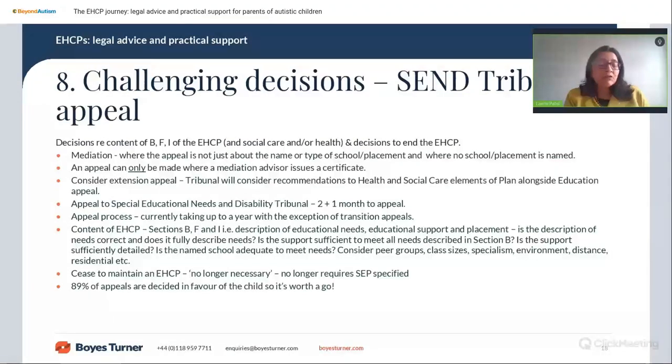And remember that your appeal could also include a cease to maintain, where the local authority is saying that it's no longer necessary, i.e. the EHCP is no longer needed because special educational provision is no longer required. And do remember that the majority of appeals are decided in favour of parents and or the child, so it's worth having a go.